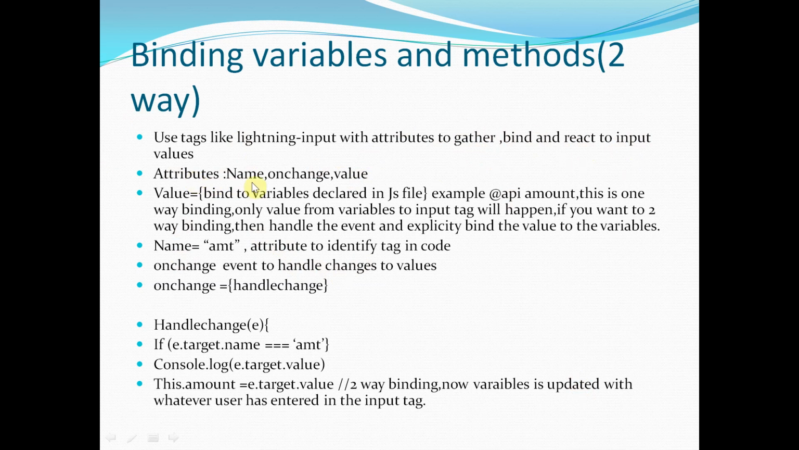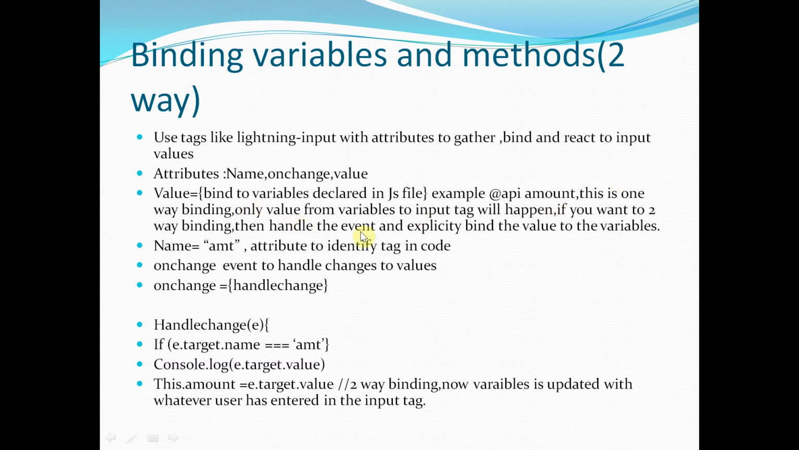So you'll use attributes like name. You'll give the input tag a name, which you can use to track it in the method. Then onchange will be used to track what has changed, and then you will give a value to assign a variable to it. So value basically binds to variables that you create in your JS file. Whatever you expose as either API or track is the one which gets bound.